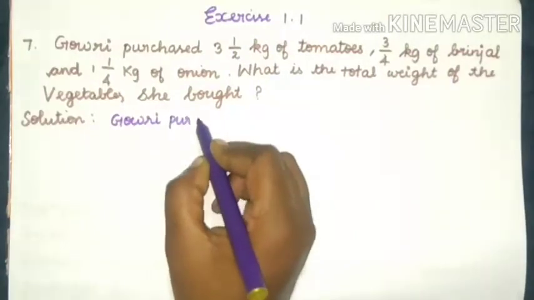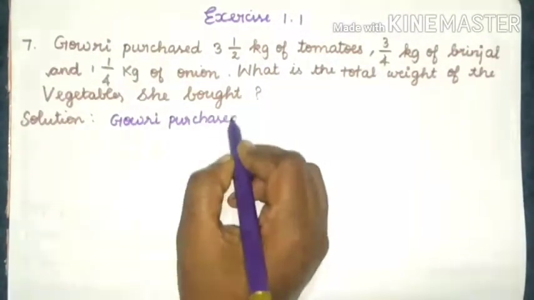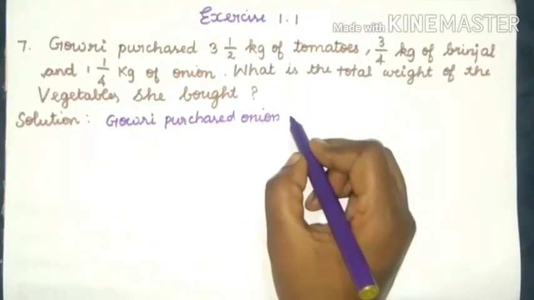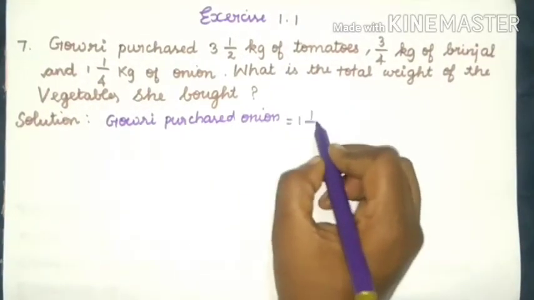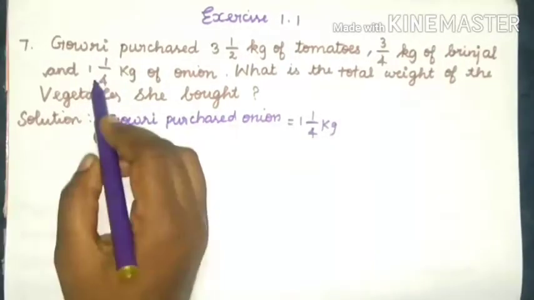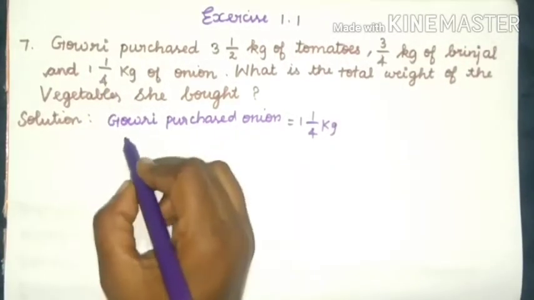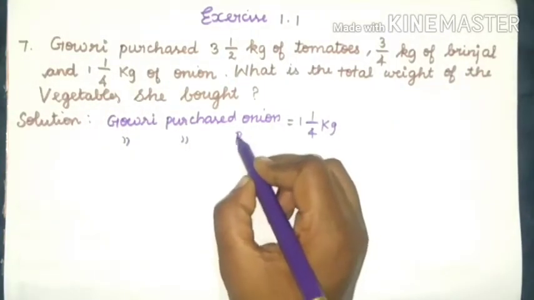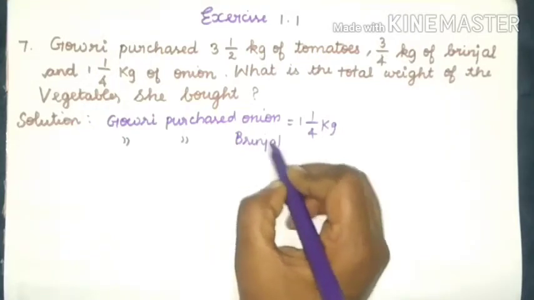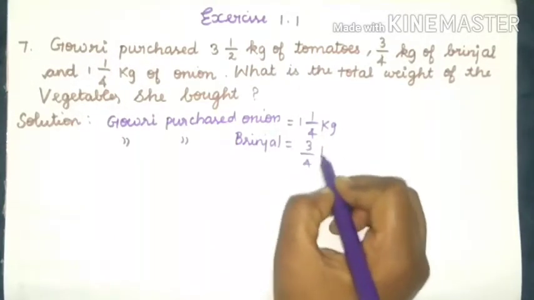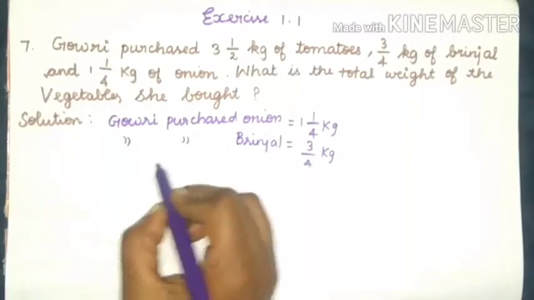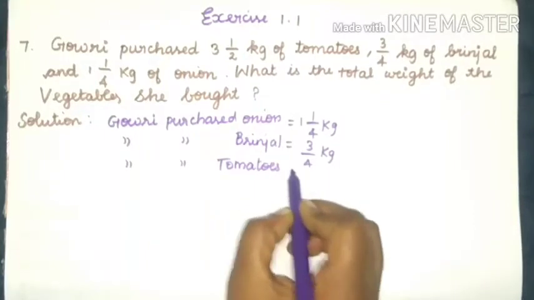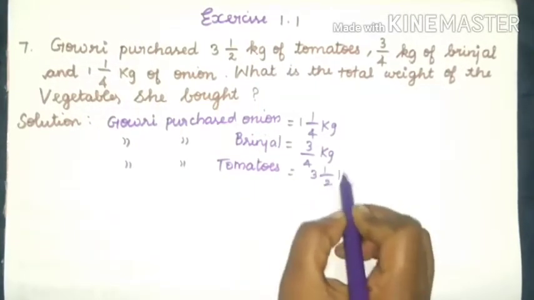Gauri purchased onion is equal to 1 by 4 kg. She purchased 1 by 4 kg, and Gauri purchased brinjal is equal to 3 by 4 kg, and tomatoes is equal to 3 1 by 2 kg.